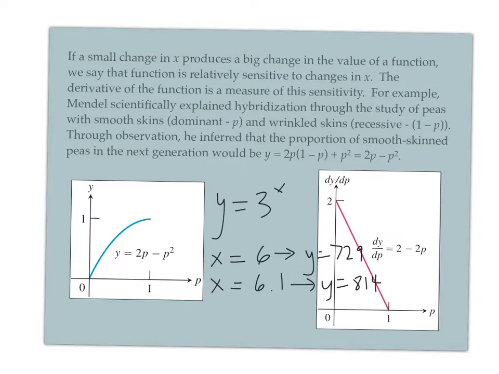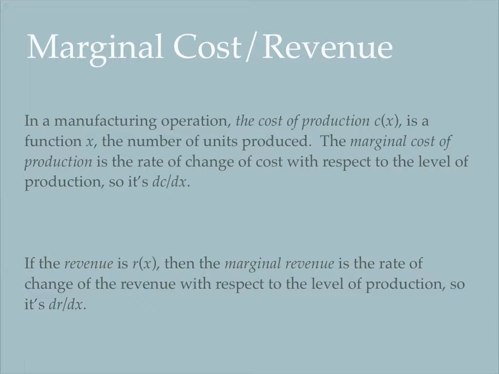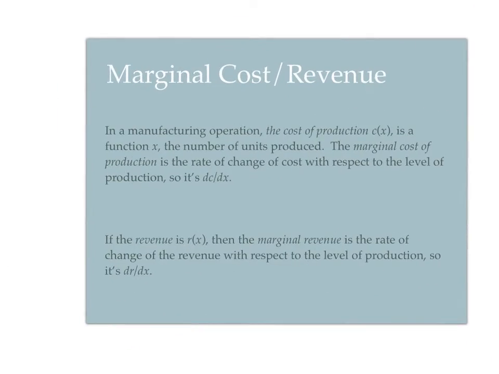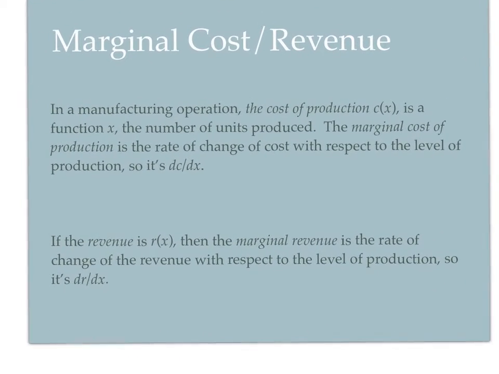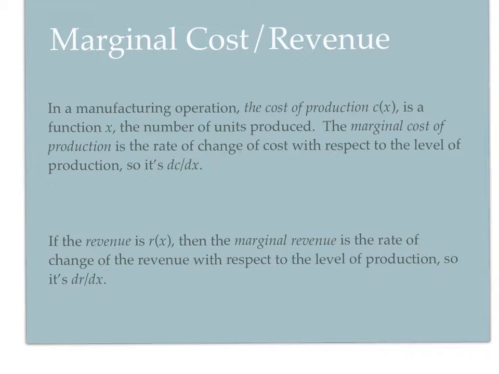Through observation, he inferred that the proportion of peas in the next generation would be y equals 2p(1 minus p) plus p squared. And you look at those graphs, and you can see that it's quite sensitive, I guess, is the point. Okay, but I don't know. But it's just important to know that some graphs are sensitive, and the sensitivity refers to how steep your graph is, how quickly it's changing.